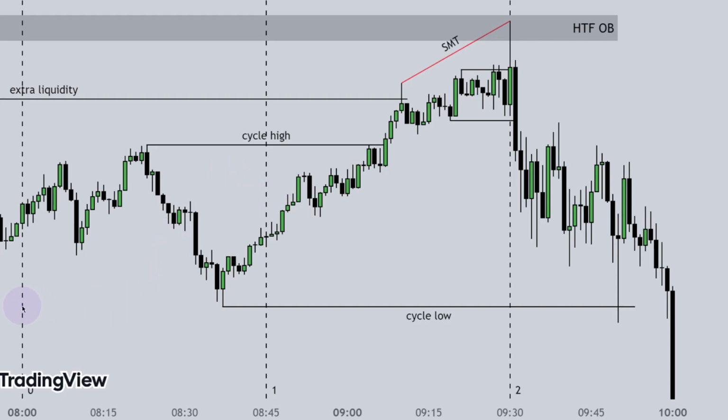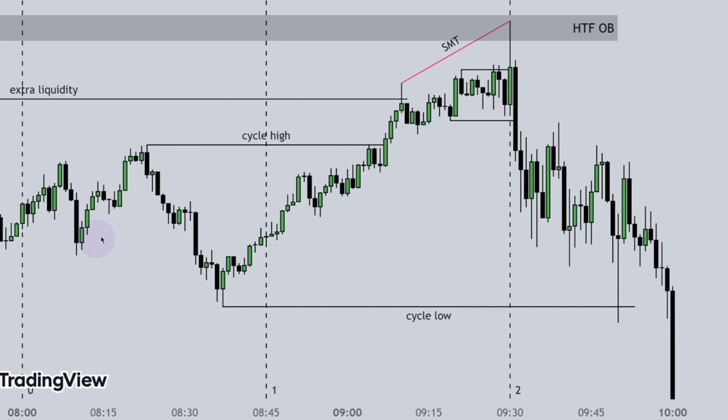Okay, so from 8 to 8:45 is accumulation phase. We can see that basically price is accumulating. And then we marked out the high and the low of that cycle. Price taking out the high, this is 1 minute chart. Price taking out the high and taking out extra liquidity above. Okay, so entry would be at CISD or a market structure shift.